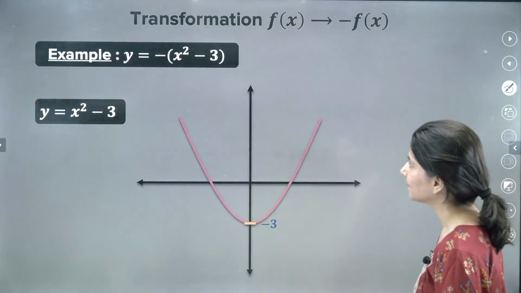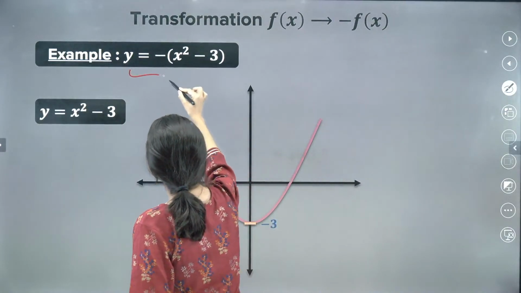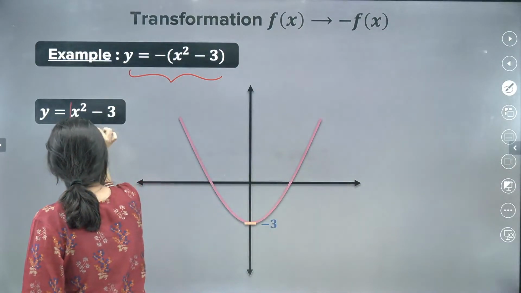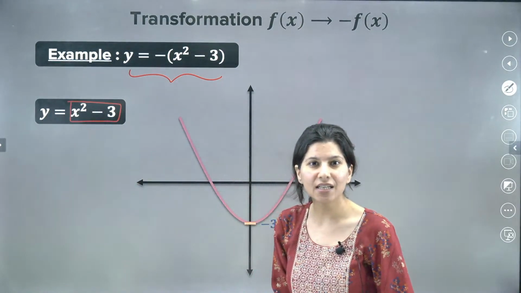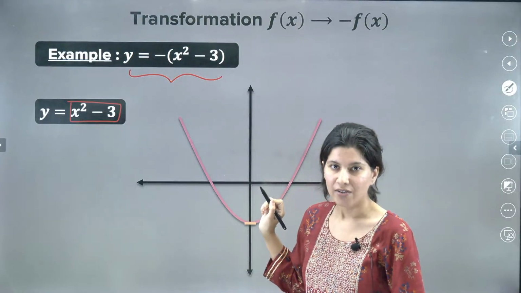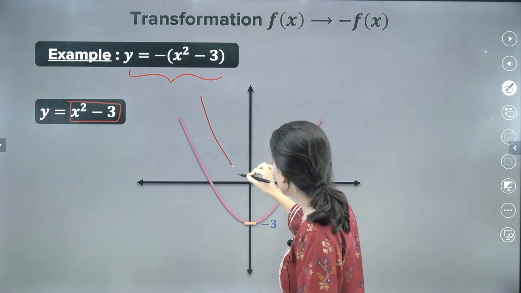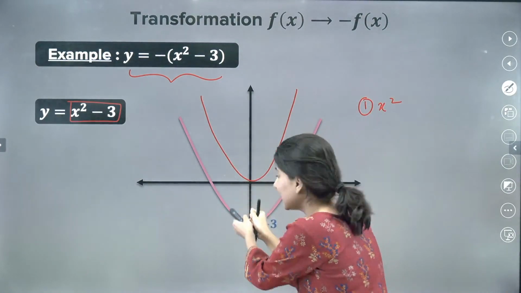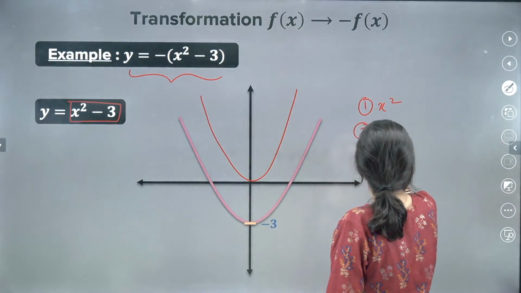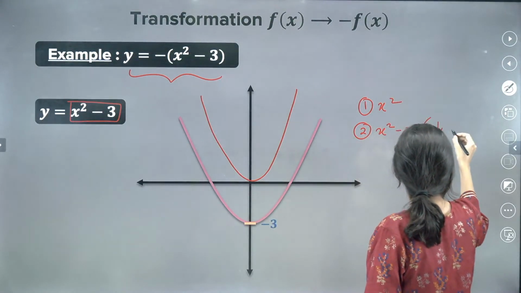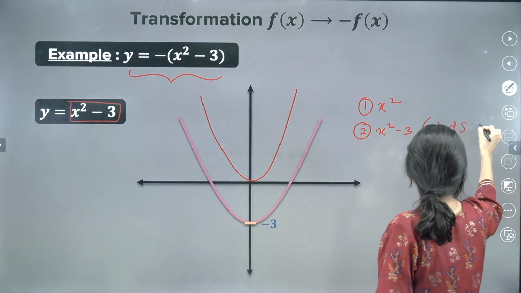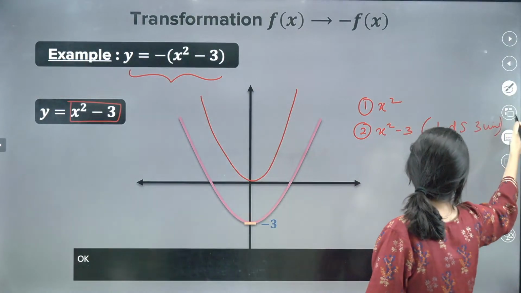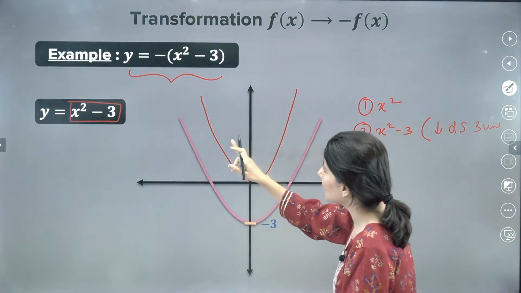And now another. For example, you have to draw y is equal to minus x square minus 3. For that, first of all, draw x square minus 3. The x square minus 3 curve is an upward facing parabola, right? So first you draw x square. Drag x square 3 units below, so you will get x square minus 3. By shifting it downward 3 units. Okay? Downward shift 3 units. So x square minus 3.